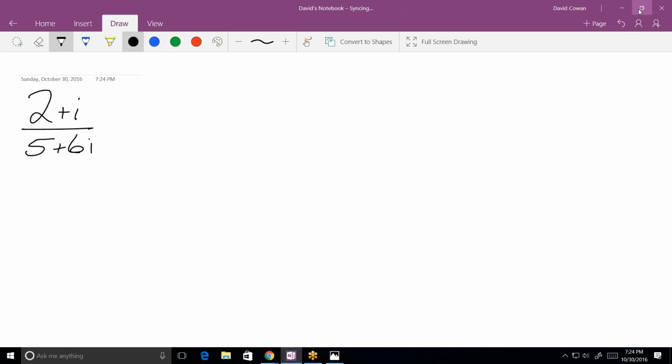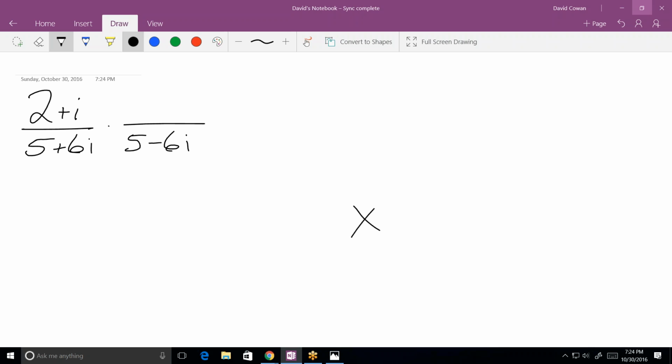Okay, so the first thing would be to multiply by the conjugate of negative 5 plus 6i. What's the conjugate of 5 plus 6i? Negative 5 minus 6i? No, the only thing that changes is the sign between them. Oh, so it'd be 5 minus 6i? That's the conjugate. Got it. That's the definition of conjugate.